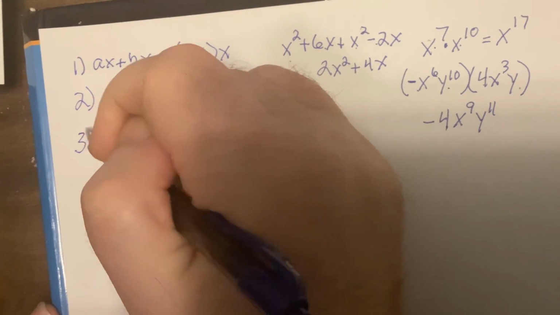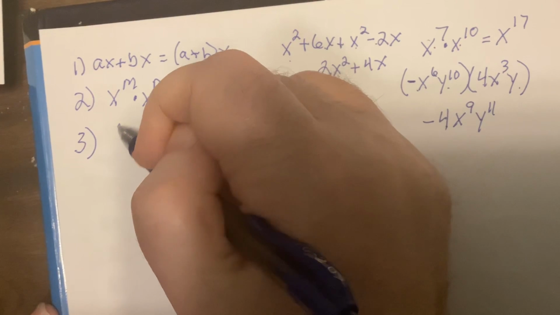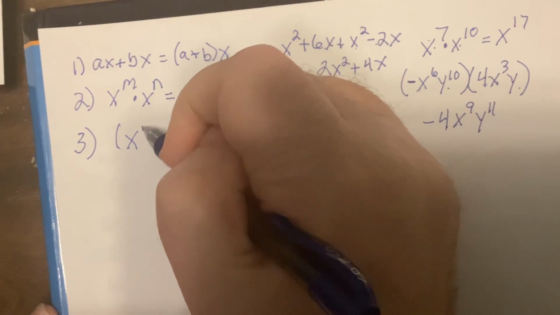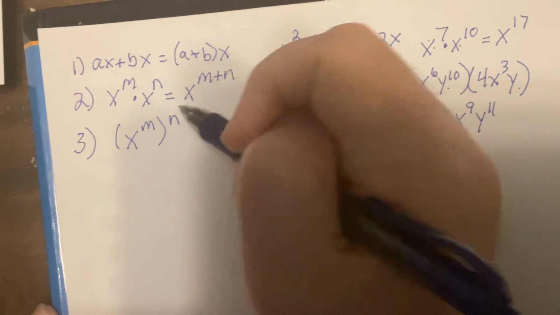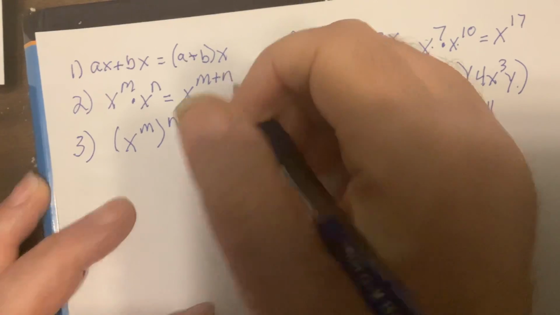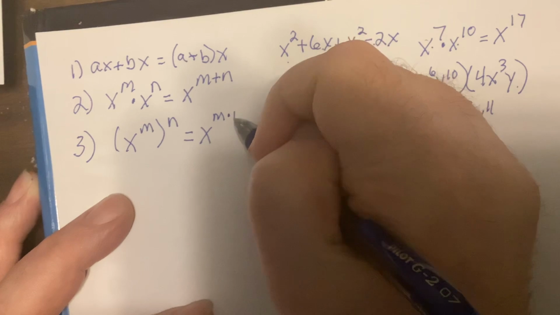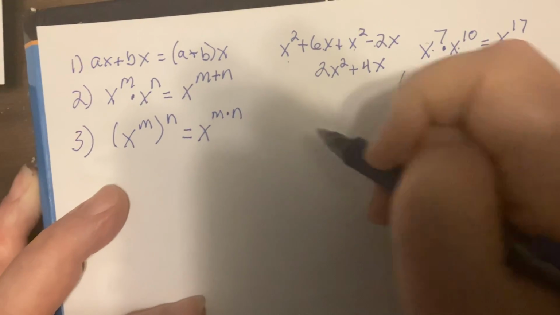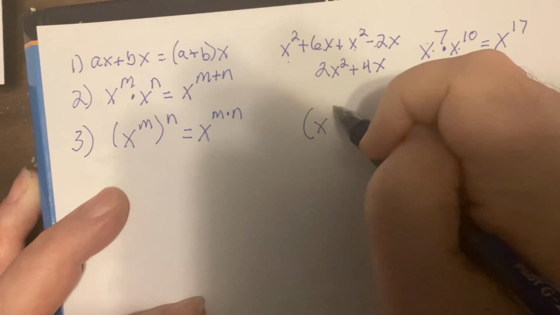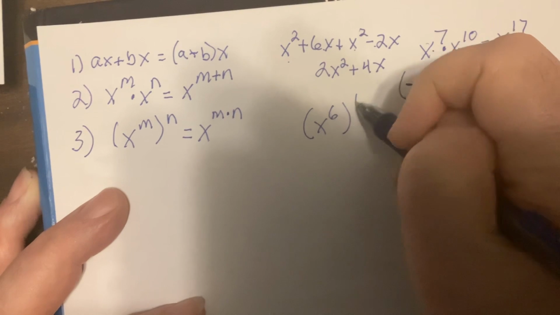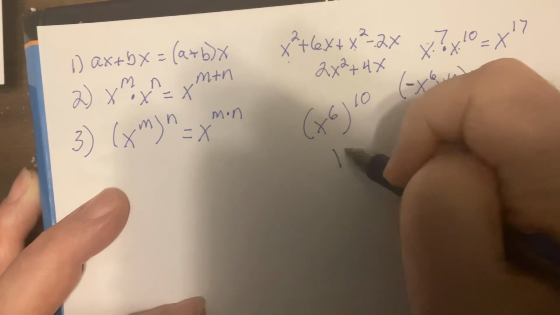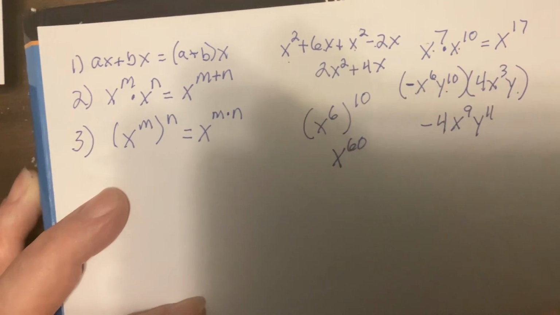The third law of logarithms. What do you do when you have a base raised to a power and you raise it to another power? Well, you multiply the powers. So if I have x to the 6 raised to the 10th, that'd be x to the 60th.